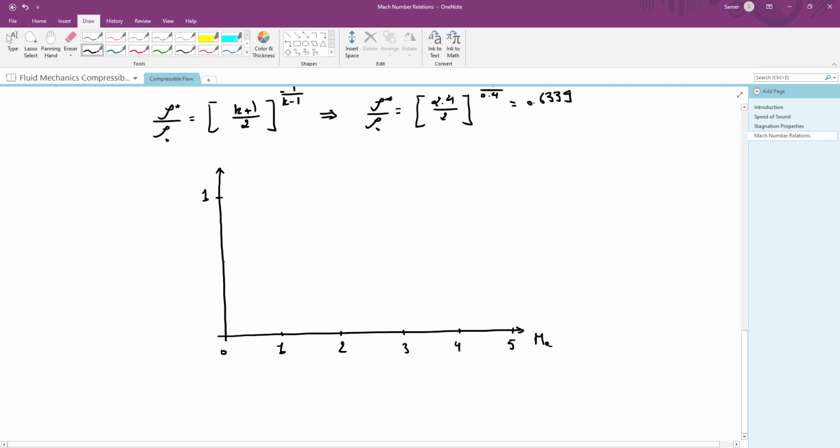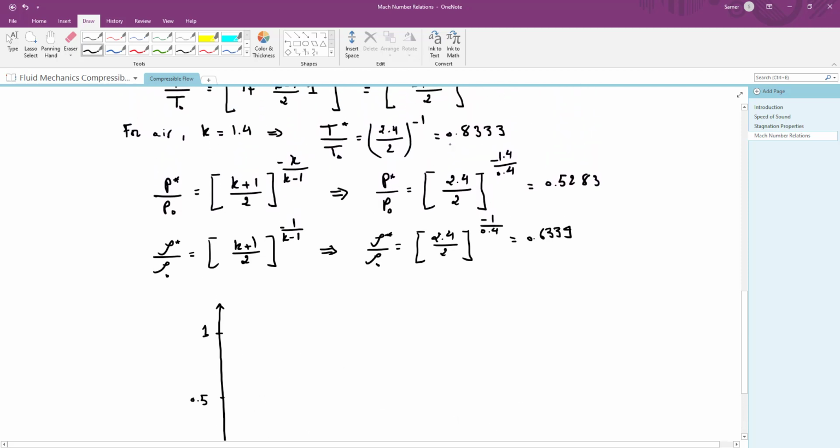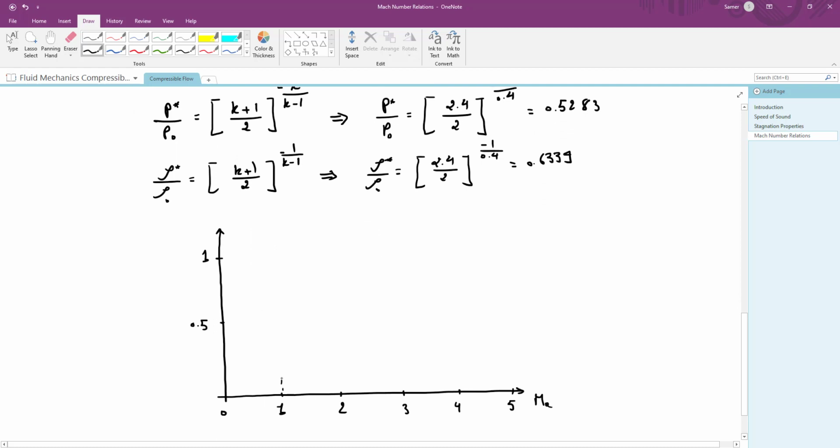And let's say here we have the mid distance 0.5. And we start with the temperature curve. So at Mach number equal to 1, for example, for air, we have approximately 0.8333. So this is the curve for the temperature, which, as we said, will have the slowest decrease in its value with respect to increasing Mach number.